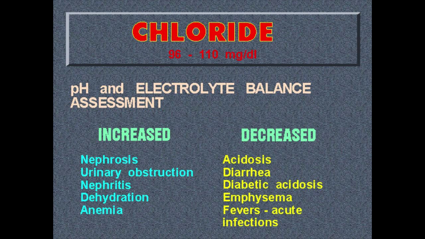When the chloride is increased, first think of obstructive nephropathies and check the BUN and creatinine. The next most common cause is anemia, so look at the hemopoietic factors. Dehydration will elevate chlorides. States of acidosis will decrease chloride in addition to diarrhea and when there is an acute infection.